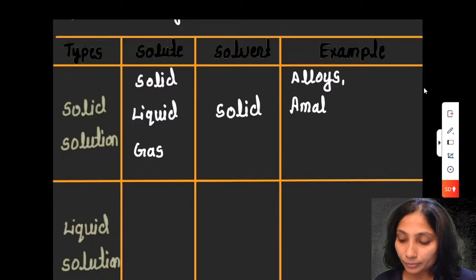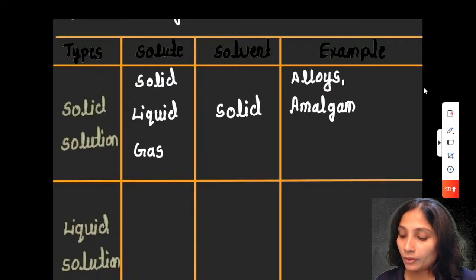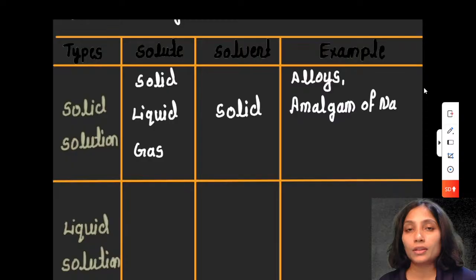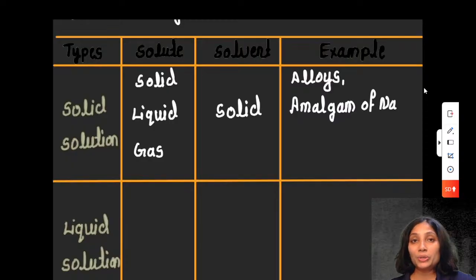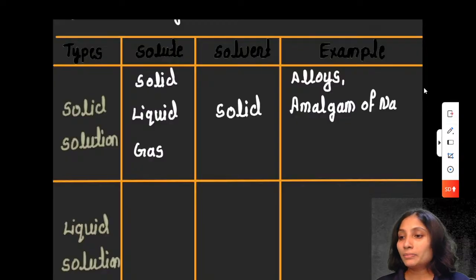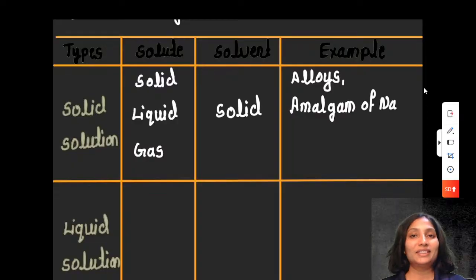Amalgam of sodium. Do you know what is meant by amalgam? Yes, hi Shankar. Okay. Yes, tell me what are amalgams?